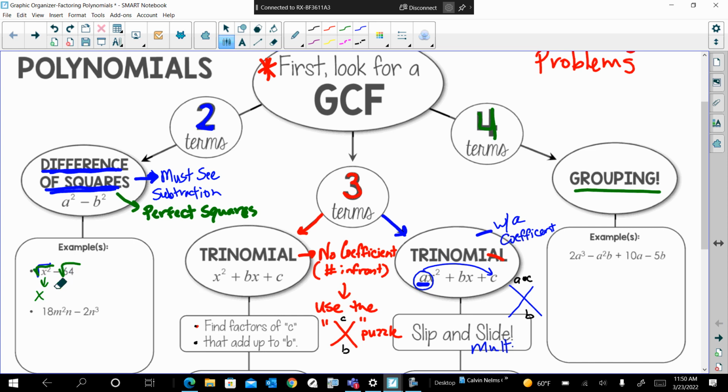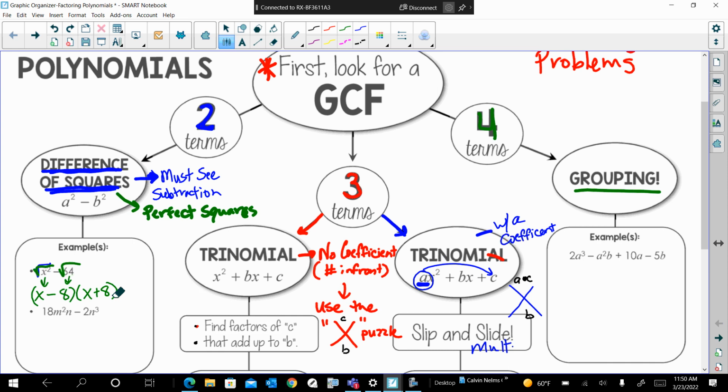We have a minus sign, so we're going to put a minus here. And the square root of 64 is 8. So we'll bring that down. So really your factors, because it's a difference of squares, you're going to have 2 different signs. So we're going to have x minus 8 and x plus 8. And the parentheses are the factors.